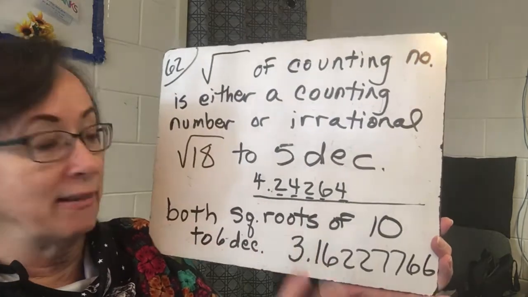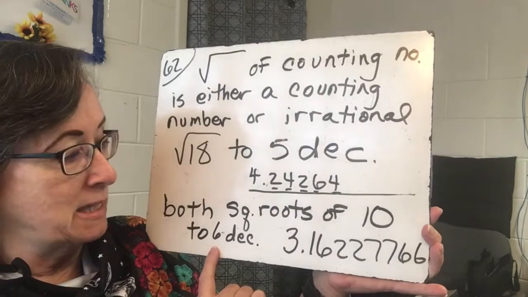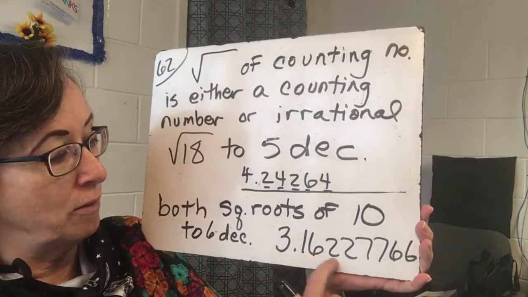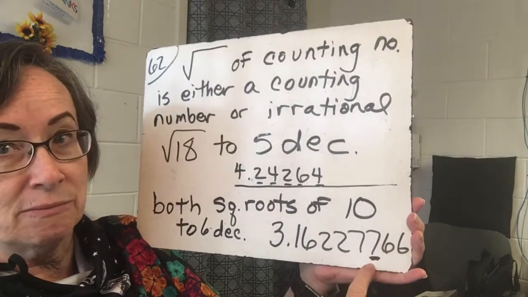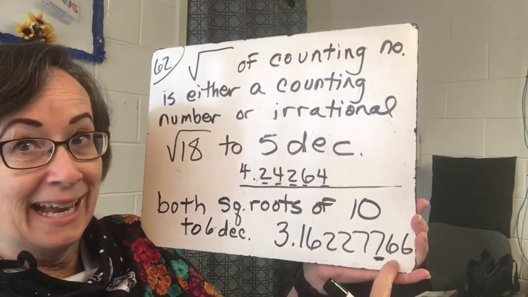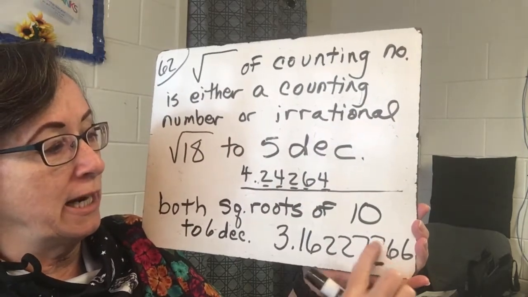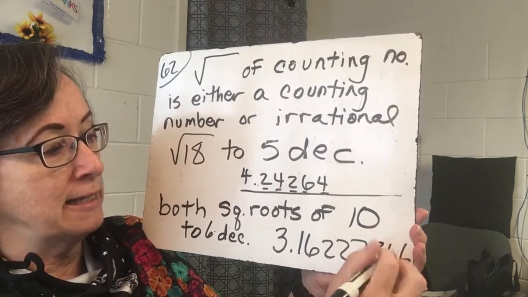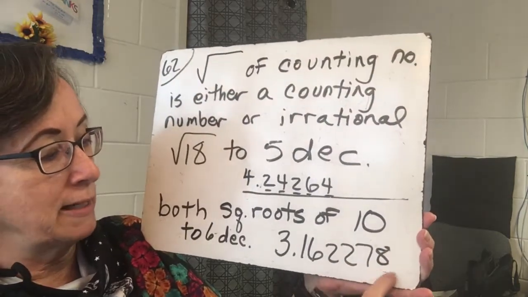3.16227766. We realize that this goes on and on forever. We are to do it to 6 decimal places. So 1, 2, 3, 4, 5, 6. This is going to be our last one when we round. But the next one is 6, which means we round up. Therefore, I'm going to change this 7 to an 8 and drop off the other. So this would be the correct answer.